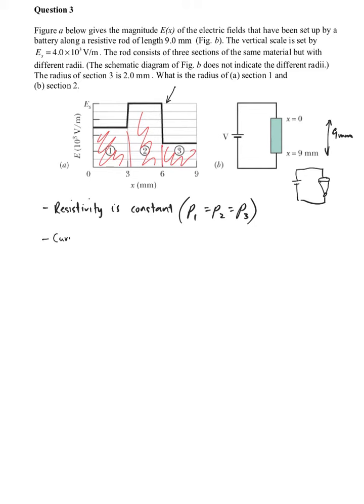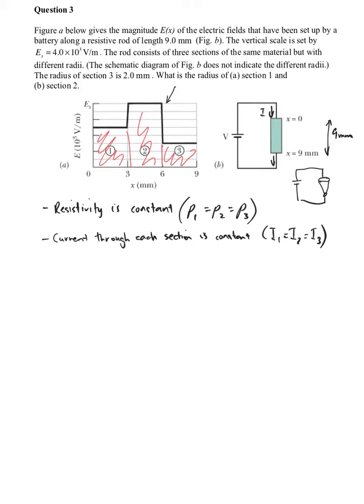The current through each section is constant also. So I1 equals I2 equals I3. That's just saying that current's flowing in through here, and the same current flows through all sections of the resistor, and then it flows out of the resistor here. So that's I.